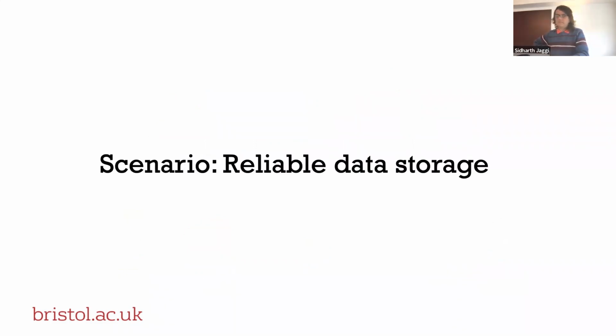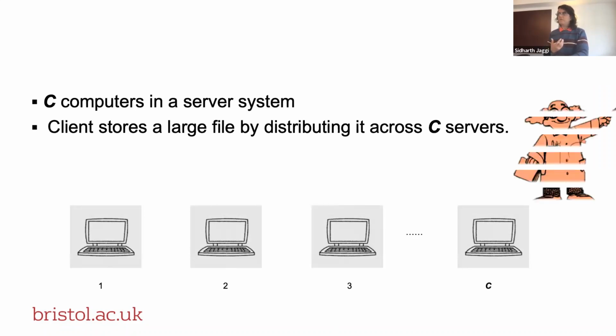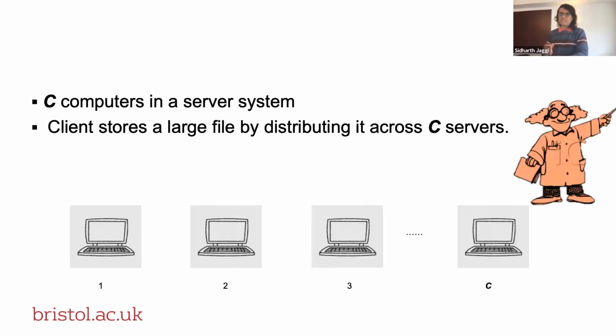So in that spirit, let's start off with a concrete task, that of reliable data storage. Let's say there are C computers in a server system, and a client wants to store some large file by storing it across these C servers. Maybe the file is very large, so you can't store it on a single server. Besides, you want to add some redundancy for reliability, so you want to distribute it across them.